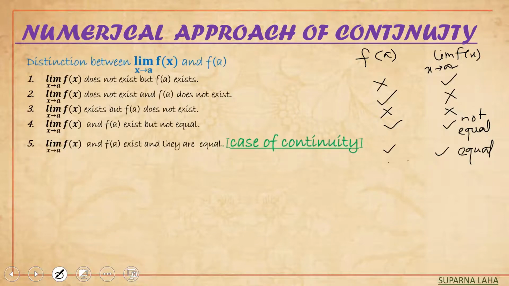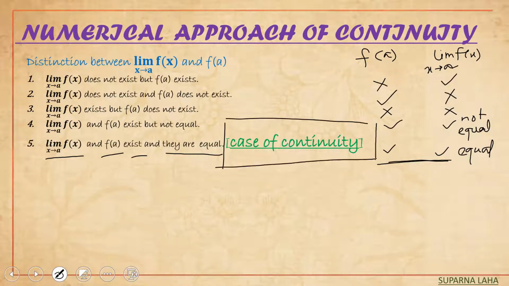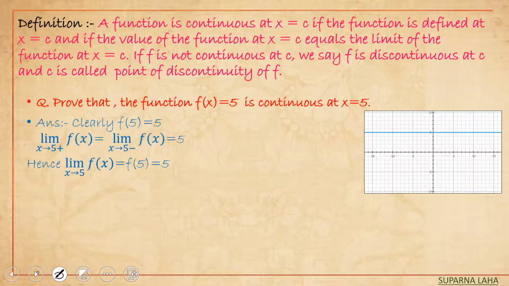Now this fifth case is the case of continuity, where the limiting value of the function at a certain point and the value of the function at that point exist and they are equal. So this is the case of continuity. So let's find its definition. Here is the definition of continuous function. A function is continuous at x equals to c if the function is defined at x equals to c and if the value of the function at x equals to c equals the limit of the function at x equals to c.